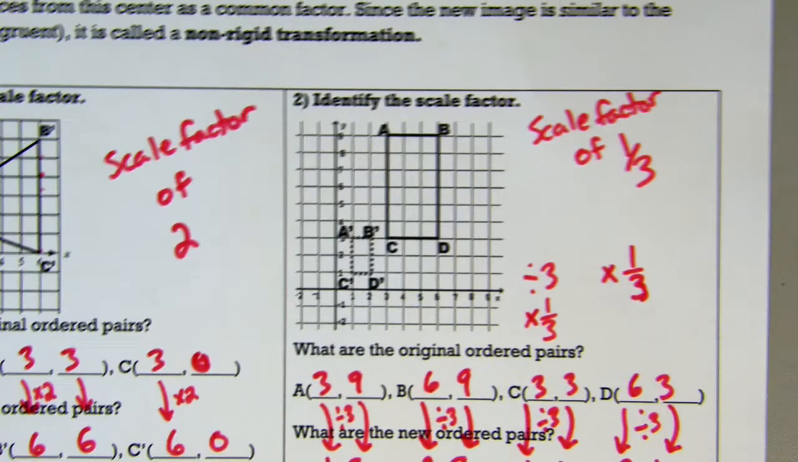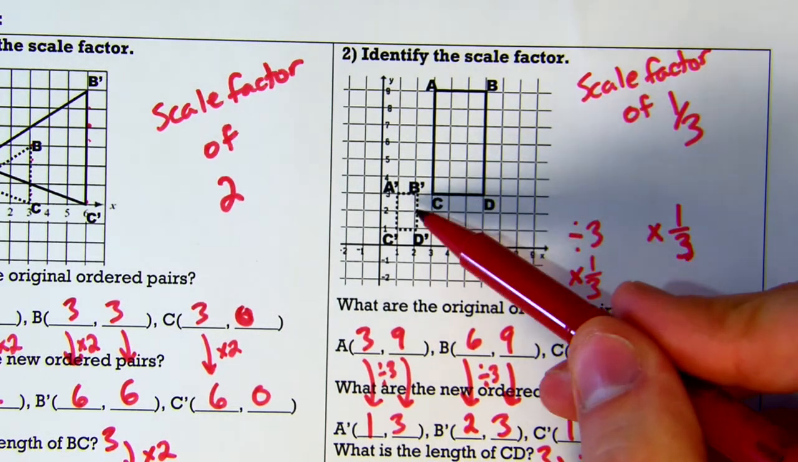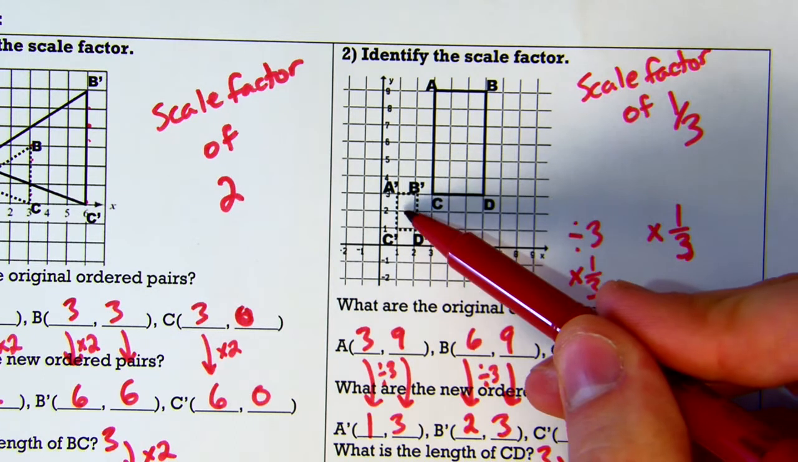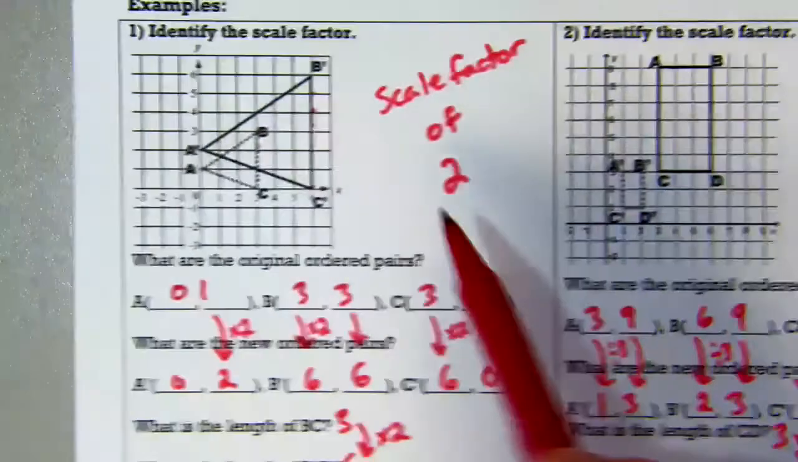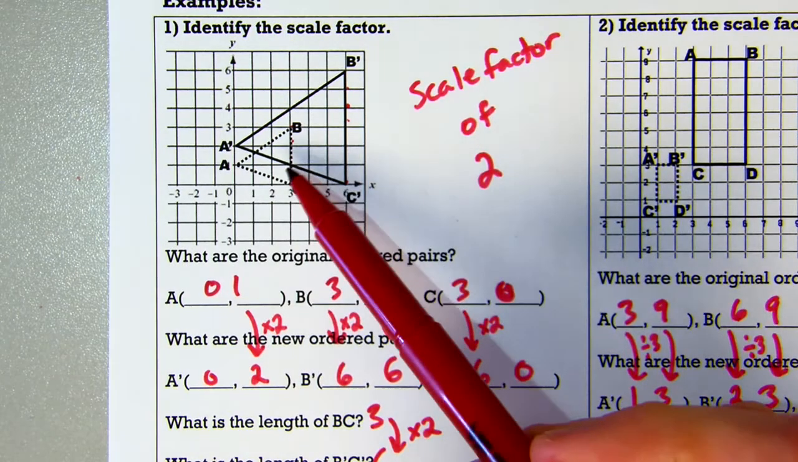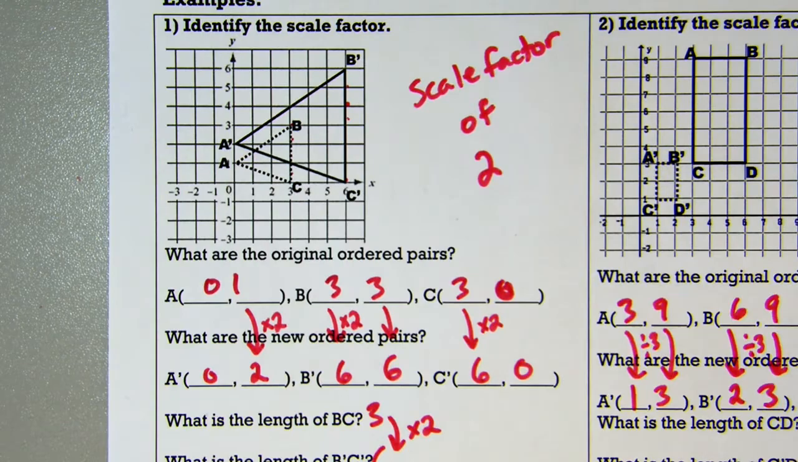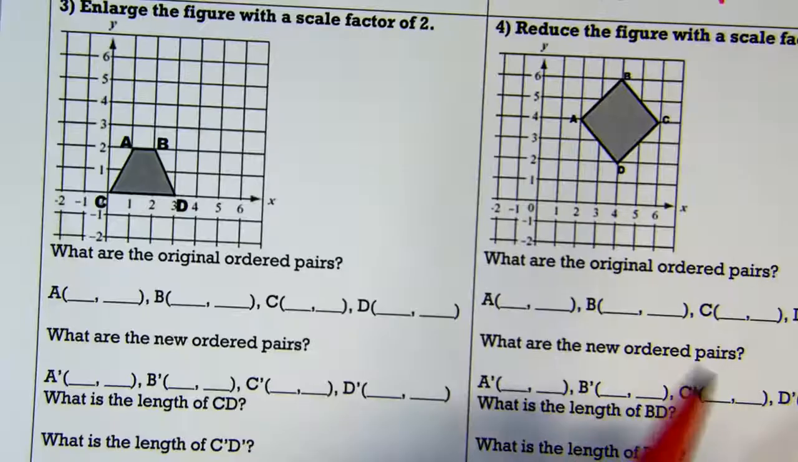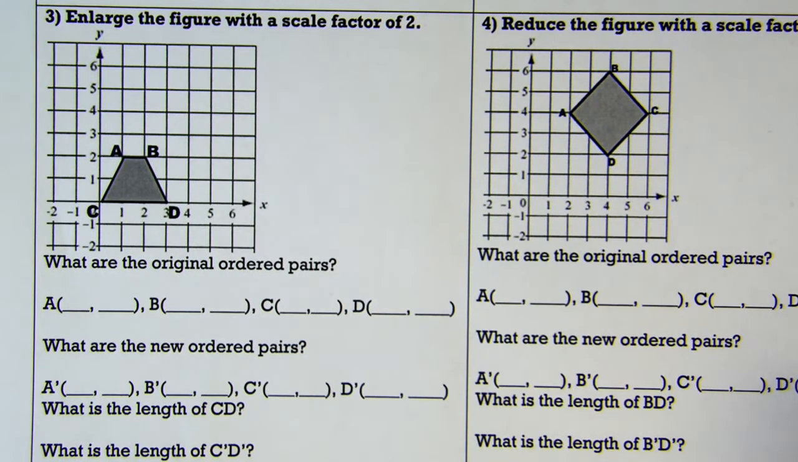If you compare these two, notice how in number 2, our prime rectangle is actually getting smaller. That's why we're multiplying by a fraction. In the first one, we have a smaller one and we get larger, and that's why we're multiplying by a whole number. All right, let's look at number 3. We have enlarge the figure with a scale factor of 2, which means I'm going to be multiplying everything by 2.